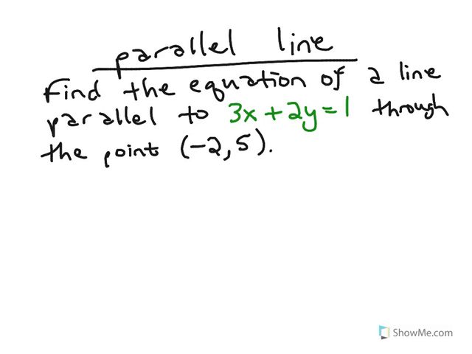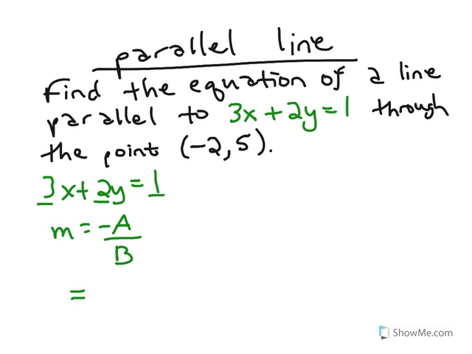Here's a problem that sometimes gives students trouble. Find the equation of a line parallel to a given line through a given point. Well, this particular line needs a little bit of work. 3x plus 2y equals 1 is in what we call standard form. In standard form, the slope is always negative a over b, given that a is 3, b is 2, and c is 1. So the slope of this line is going to be negative 3 over 2.